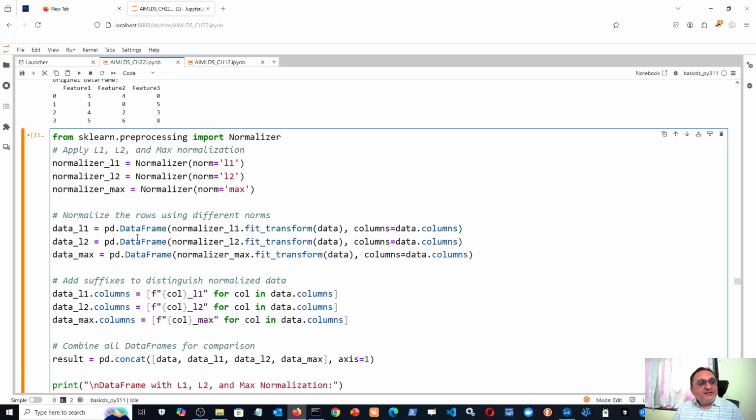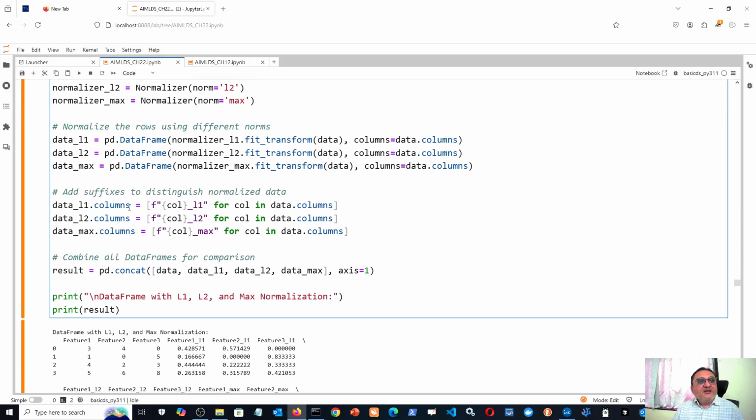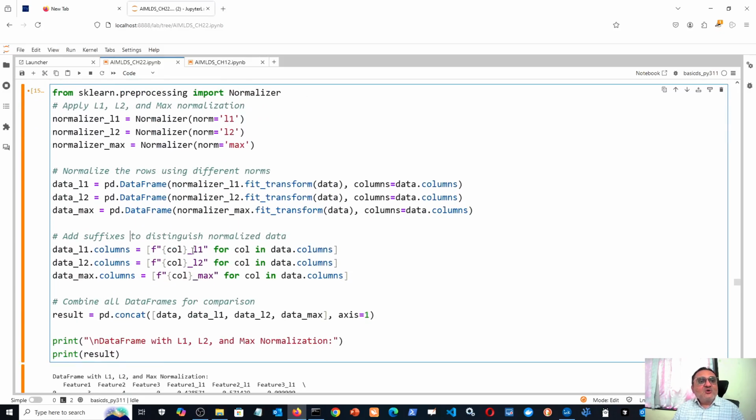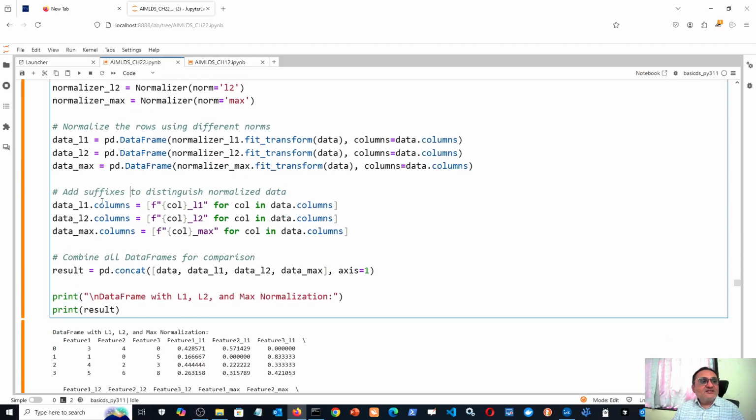So that will give the normalized data in the form of a pandas data frame. And these column names you are writing: feature 1, feature 2 and feature 3. If you want to add some suffix just to distinguish, then for data_L1, this is the L1 normalized data set, each column's name would be attached with a suffix _L1.